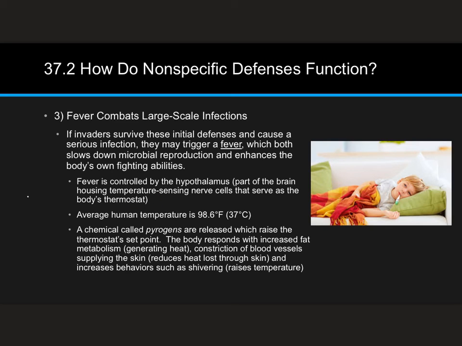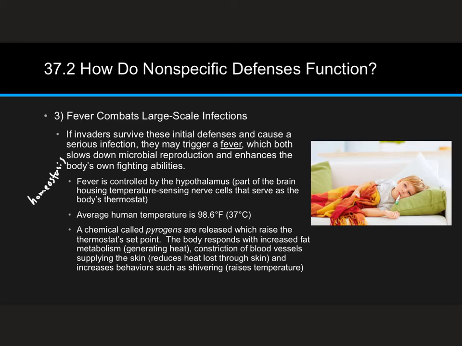Homeostasis, yeah? All the way back from the very first section we did this year. The hypothalamus is responsible for keeping your temperature throughout the body the same. So the average human temperature is 98.6 degrees Fahrenheit. Well, a chemical called pyrogens is released, which raises the thermostat set point.